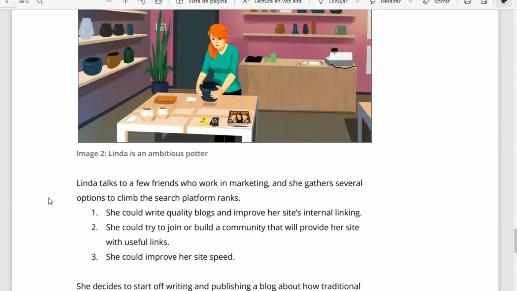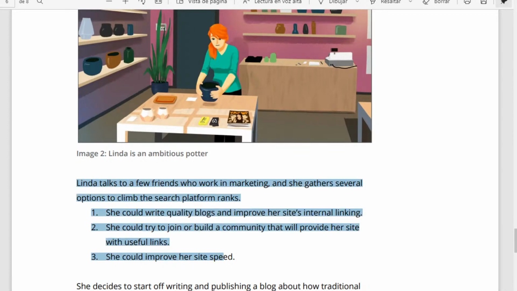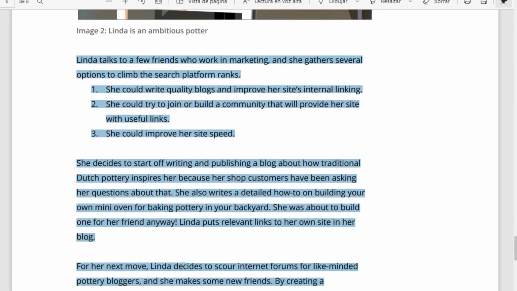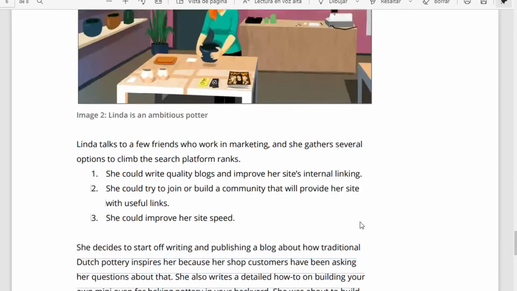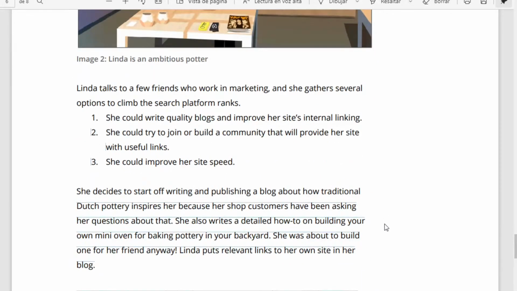Image 2. Linda is an ambitious potter. Linda talks to a few friends who work in marketing, and she gathers several options to climb the search platform ranks. 1. She could write quality blogs and improve her site's internal linking. 2. She could try to join or build a community that will provide her site with useful links. 3. She could improve her site speed.